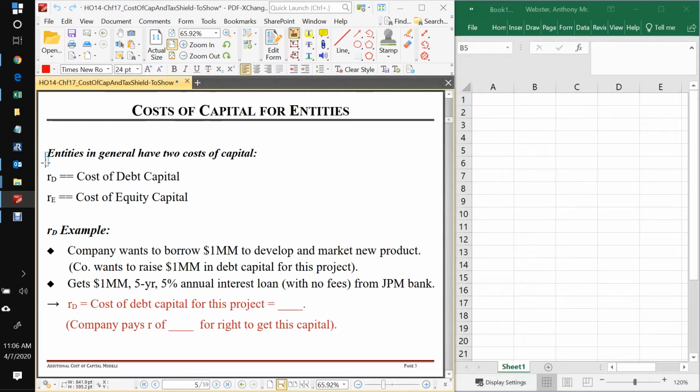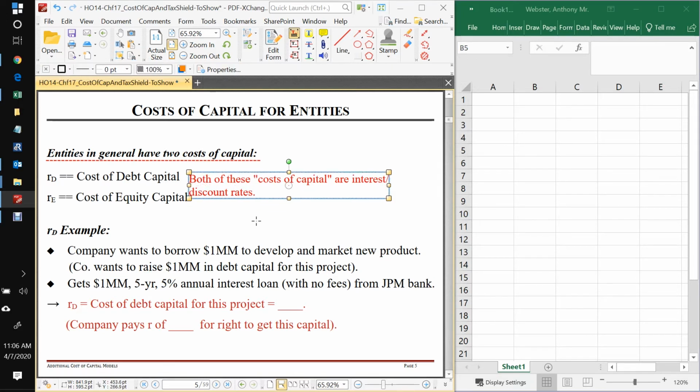And in general, entities have two costs of capital. One is going to be for debt, right? If they borrow, if they issue bonds, things like that. And the other is going to be for their stock, if they issue new stock, et cetera, et cetera. So key thing here is that both of these costs of capital are interest or discount rates. Okay, so even though we say cost of capital, we're always talking about an interest rate for debt or an interest rate or discount rate for equity.